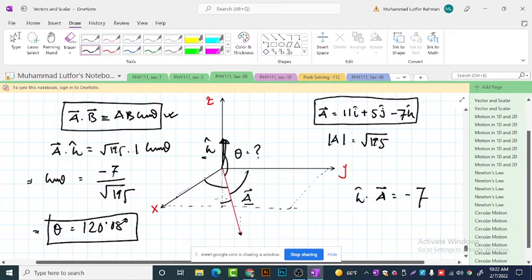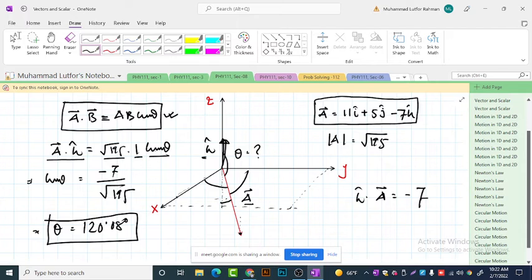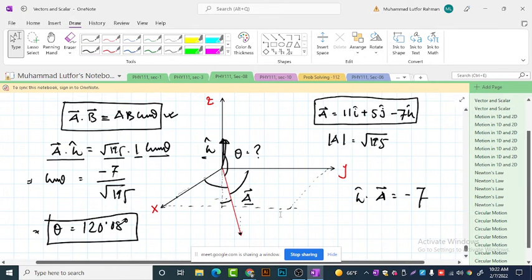That's why I write A dot k. This is the dot product, this is the magnitude of vector A, this is the magnitude of vector k, and this is the cos theta. Then I do the simple algebra over here to find that angle. Okay, sir.